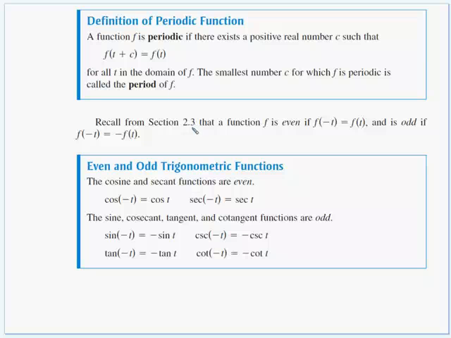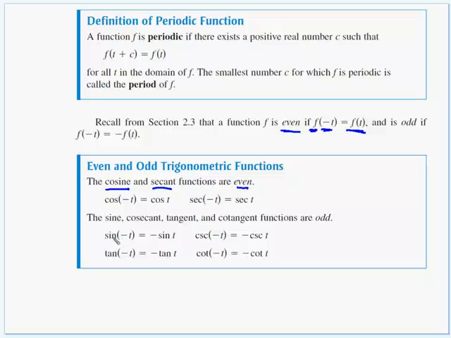And if we recall from an earlier section, we had even and odd functions. A function is even if f of negative t is equal to f of its positive counterpart, and it's odd if f of negative t is the negative of f of t. With these trig functions, cosine and secant are the even ones. If we have the cosine of a negative angle, that's the same thing as the cosine of the positive angle. Or the secant of some negative value is equal to the secant of the same value. All remaining trig functions are odd.